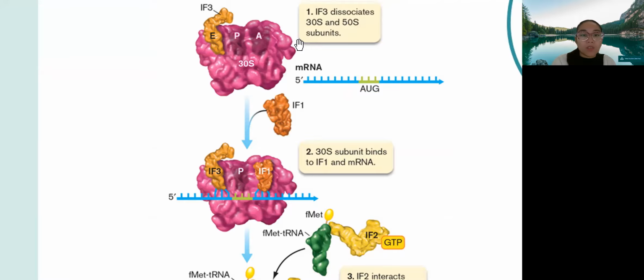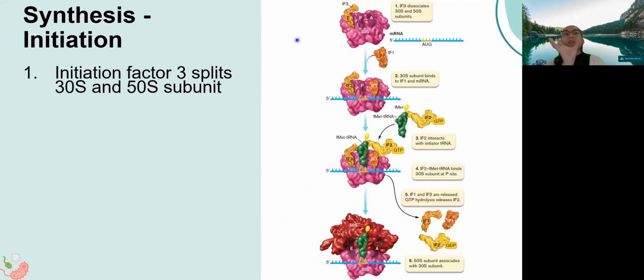The way I like to think about these two, by the way, is the 30S subunit is like the bottom piece of the bread of the hamburger, and then the 50S is like the top of the hamburger. So you have the top bun and the lower bun. And so the 30S is the lower bun. IF3 binds to the E region and kind of prevents the top bun from attaching.